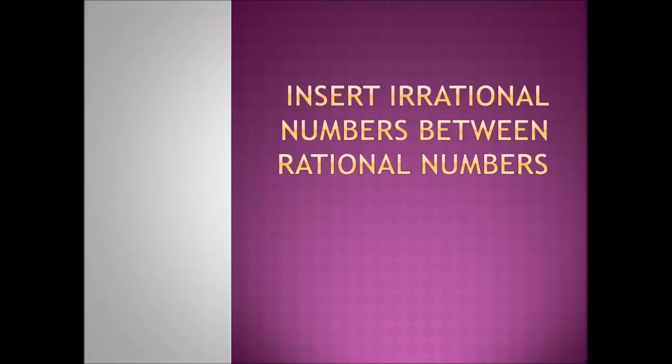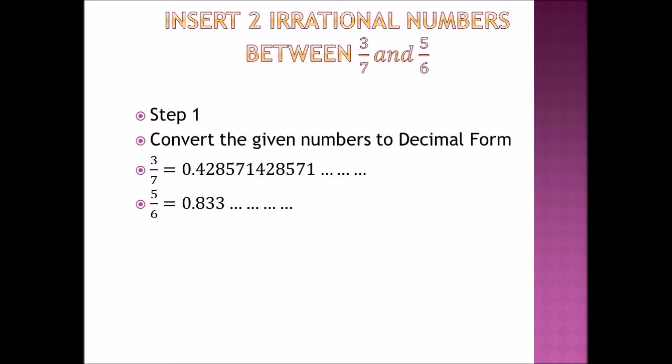So now we know how to insert rational numbers between two or three or any number of rational numbers. In this session we are going to discuss how we can insert irrational numbers between two rational numbers. So let us start with one example. In our example, the question is insert two rational numbers between 3 by 7 and 5 by 6.